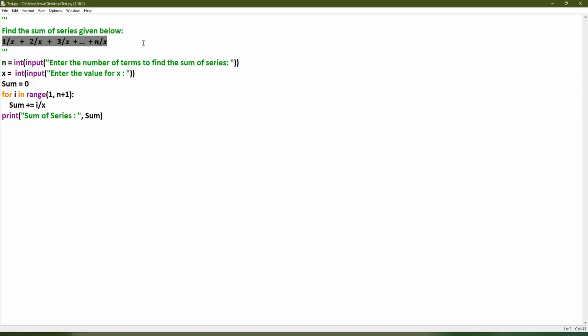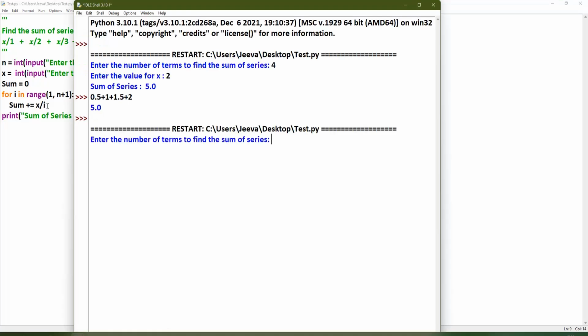If this is x by 1, x by 2, x by 3, x by 4 and so on, it is very simple. We need to just change the denominator and numerator. Numerator is x and the denominator is I. Here again let me take 4, and then here as 8. This says 16.666.